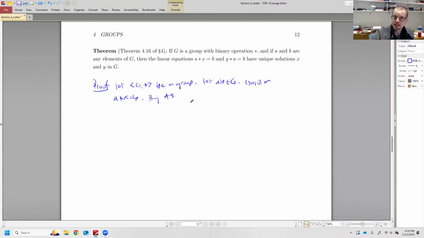By axiom 3 in the definition of a group, there exists A prime in G, the inverse of A, such that A prime star A is equal to, or maybe we want A star A prime is equal to E, the identity, where E is the identity for star. Excellent.